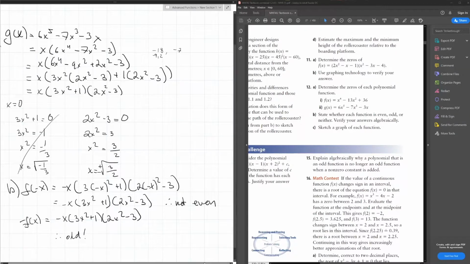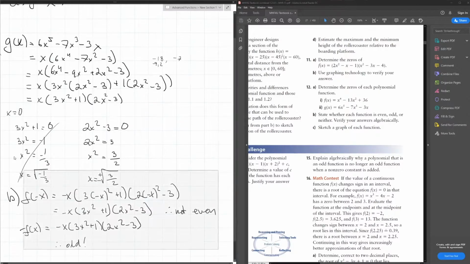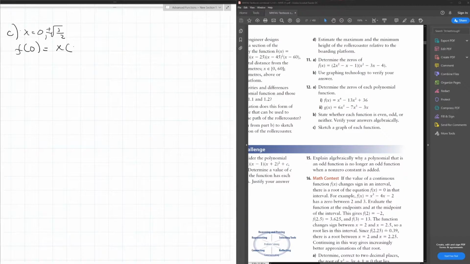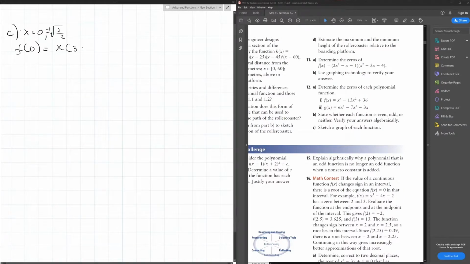Lastly, we need to sketch a graph of the function, so let's quickly do that. The last question decided to persist. Okay, C. So we have the x-intercepts at 0 and plus or minus the square root of 3/2. And then we need to find f(0). Okay, I found it: f(x) = x(3x^2 + 1)(2x^2 - 3). So we would have 0, and we immediately have our answer. Therefore, y equals 0.